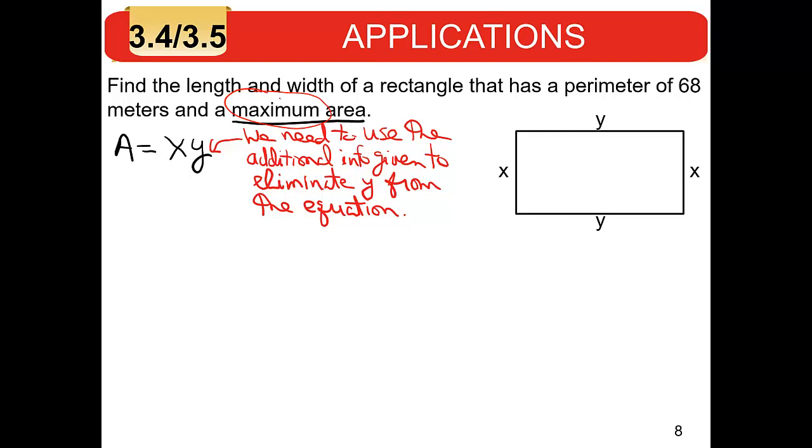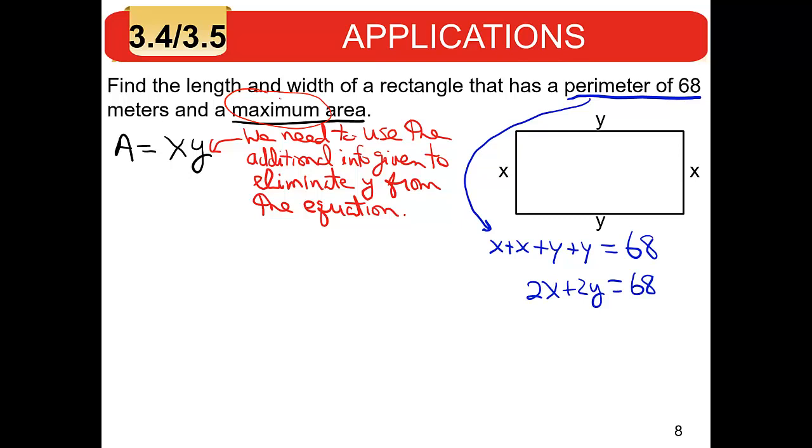So let's go back into the original problem and see. There's some information that we haven't used. It says the perimeter is going to be 68 meters. Well, what's the perimeter of a rectangle? It's just the sum of all the lengths of the sides. There are two x's and two y's, and it's supposed to add up to 68. So you get x plus x plus y plus y is equal to 68, or another way of saying that is 2x plus 2y is equal to 68.